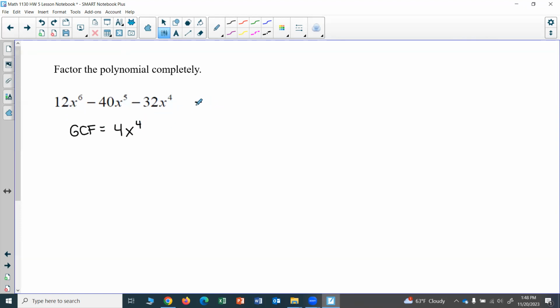So I want to factor out the GCF. I have 4x to the 4th. The first term, I would get 3x squared. The second term, I would get minus 10x. And the third term, 32 divided by 4 is 8, so I would get minus 8. And I've already pulled out that x to the 4th, so I don't have any variable on that last term.